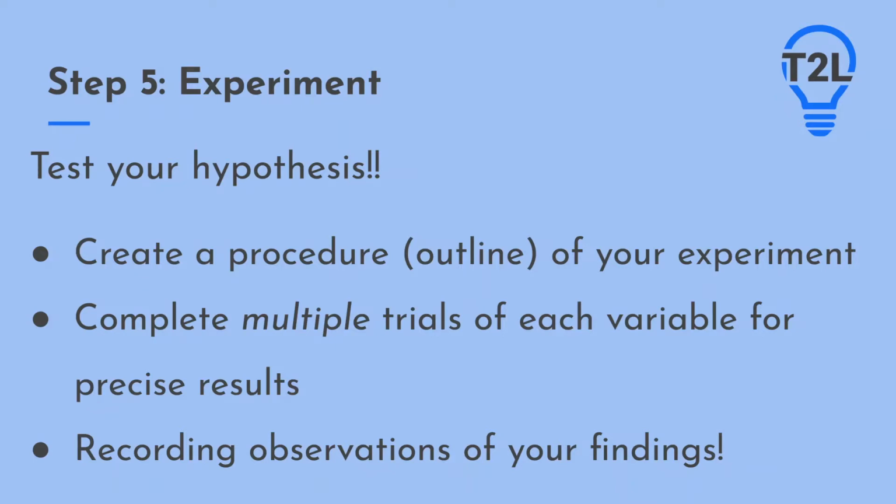For trials, let's go back to the sunflower experiment. One trial would be one sunflower pot. So let's say you have 4 trials, then that would correspond to having 4 sunflower pots. It helps you get a greater sample size, so it helps produce more accurate results.